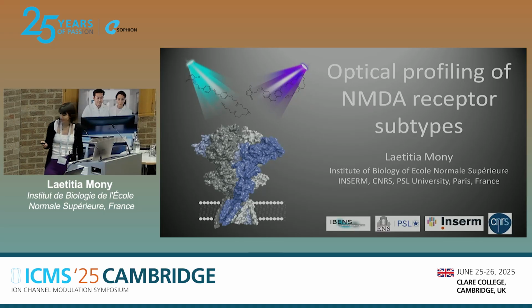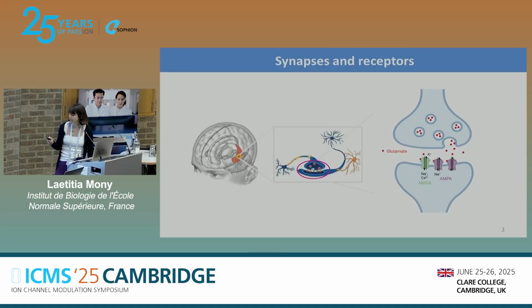So today I'm going to tell you about the tools that we designed to selectively detect specific NMDA receptor subtypes in the brain. The capacity of the brain to interact and adapt to its environment depends on the dynamics of chemical synapses. At the synapses, a neurotransmitter is released from the presynaptic neurons and acts on postsynaptic neurotransmitter receptors.